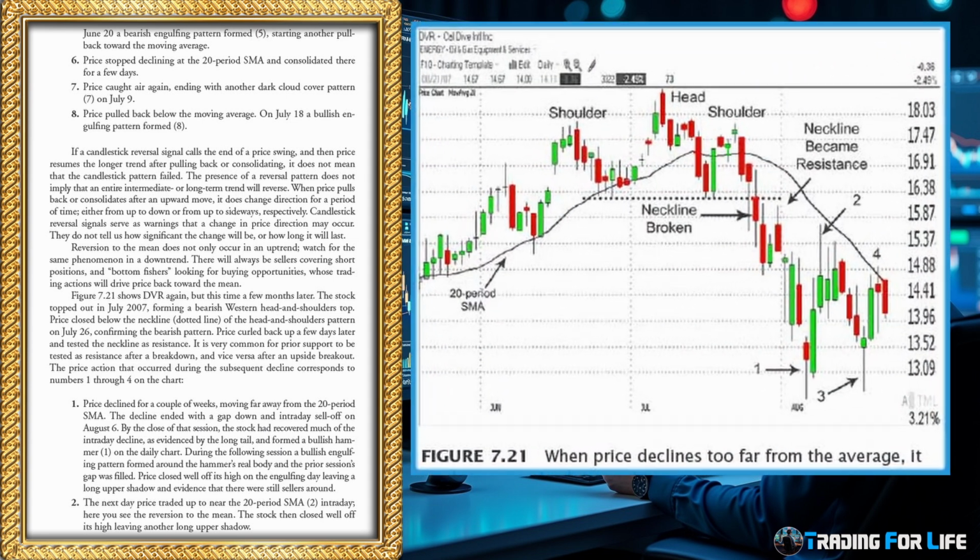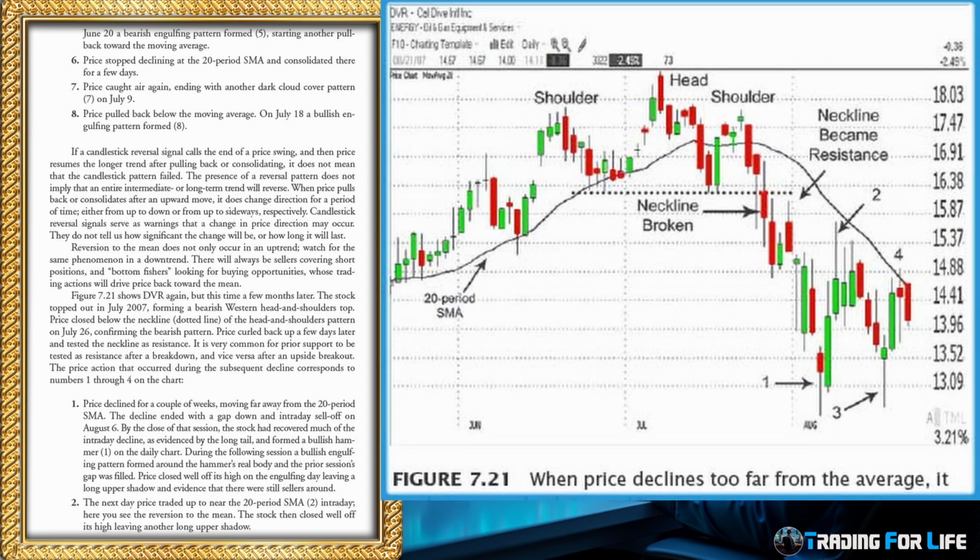Figure 7.21 shows DVR again, but this time a few months later. The stock topped out in July 2007, forming a bearish Western head and shoulders top. Price closed below the neckline, the dotted line, of the head and shoulders pattern on July 26th, confirming the bearish pattern. Price curled back up a few days later and tested the neckline as resistance.